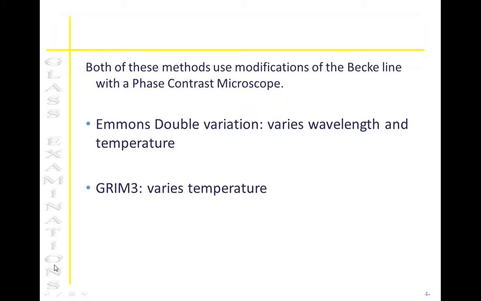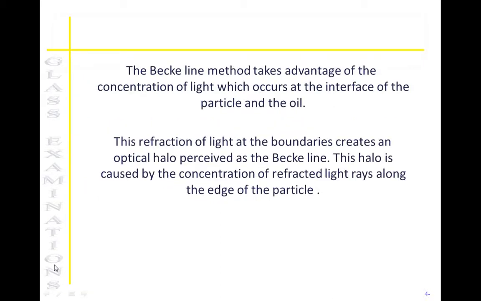So the phase contrast microscope is used to view your sample, and in the Emmons double variation method, the wavelength of light and the temperature that the sample is viewed at also vary. When you use a GRIM 3 method, only the temperature varies. Both of these take advantage of a Becke line. This is a halo that's actually created around the interface of the particle and any mounting media.